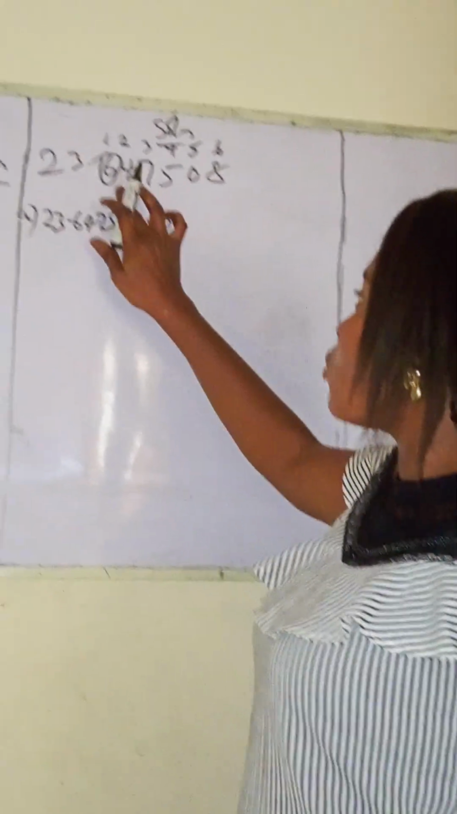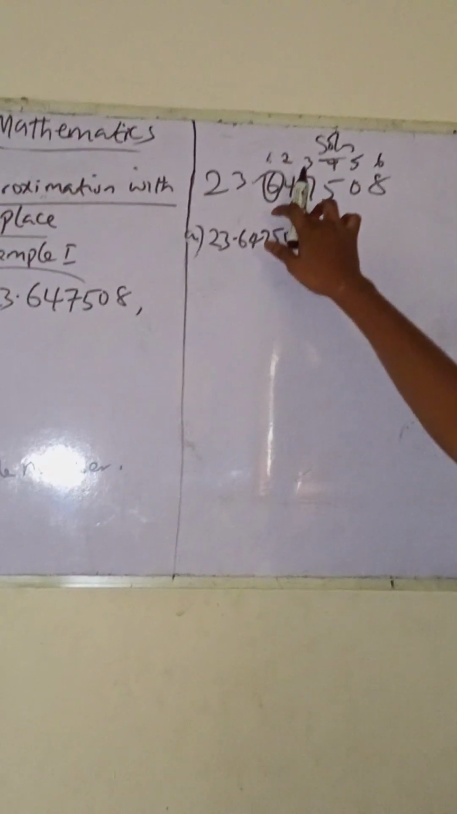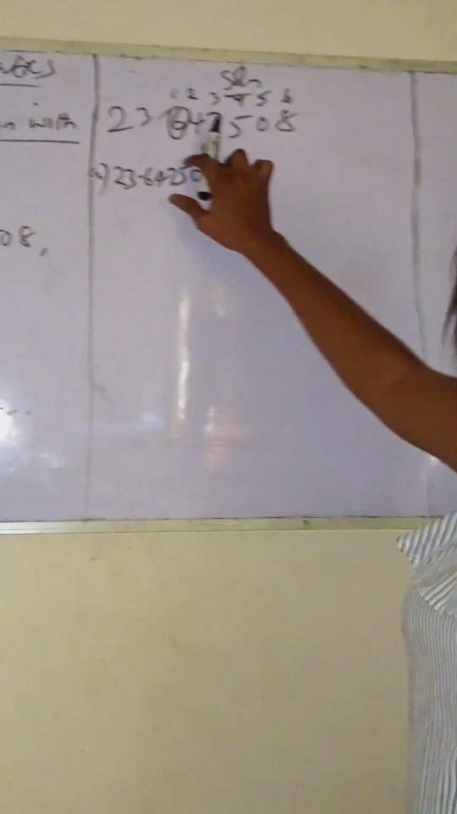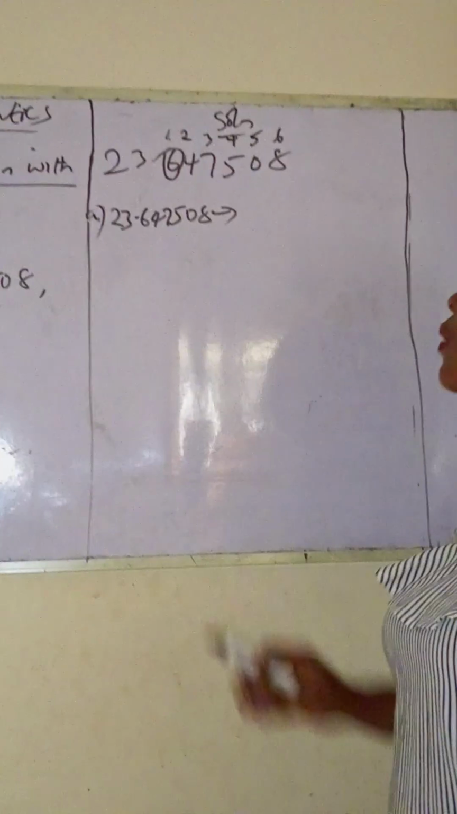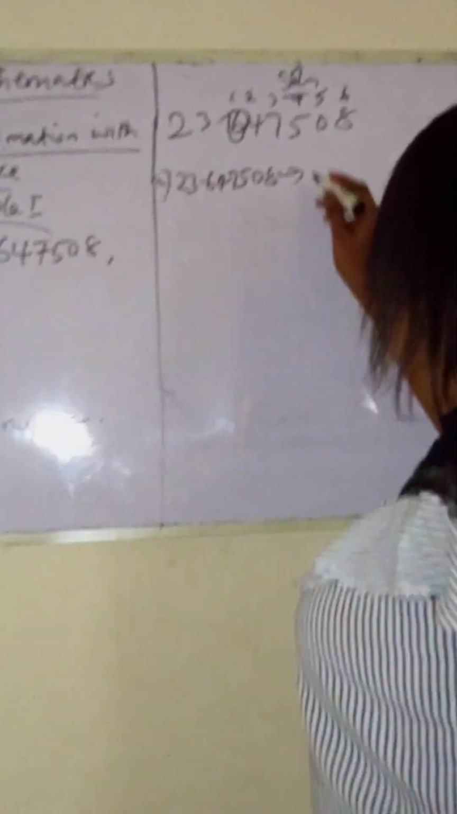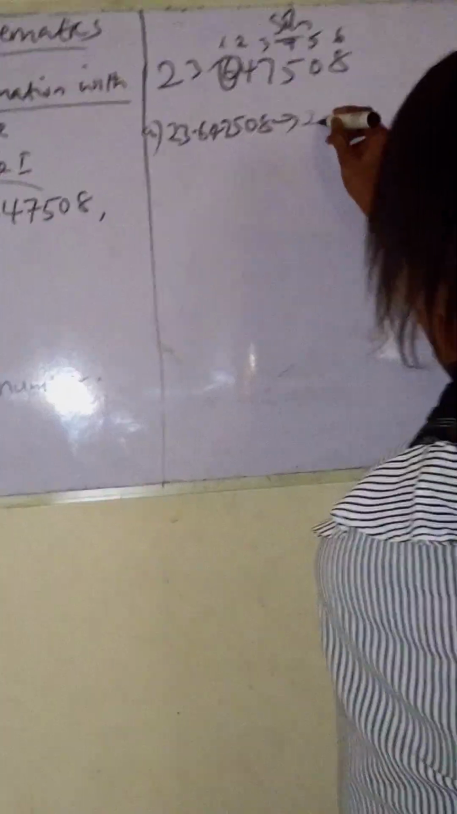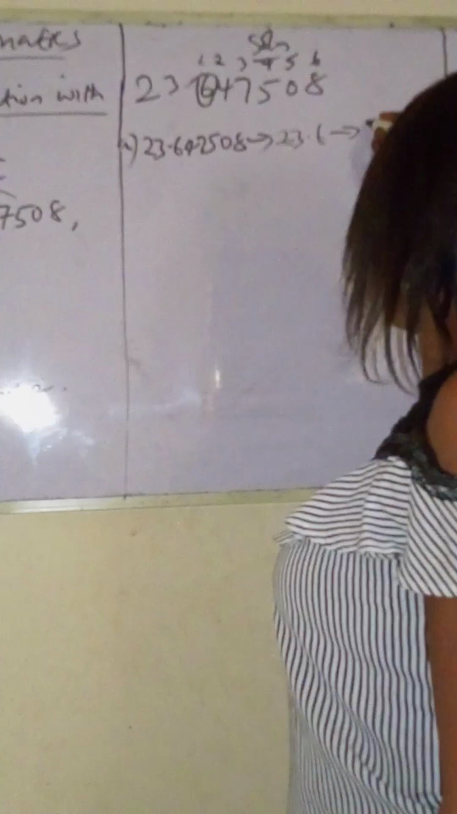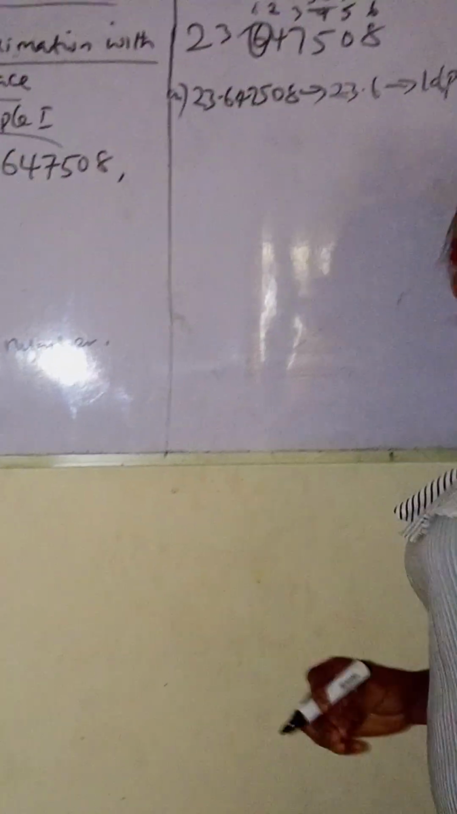When I circle where I have 1, you now look at the number that is next to it. If it's up to 5, you approximate. If it's not up to 5, you don't approximate. If you look at this now, what we have there is 4. It's not up to 5. So I'm going to write my number at back. Bring down my 23 because nothing is affecting it. 6. So this is what to 1 decimal place.